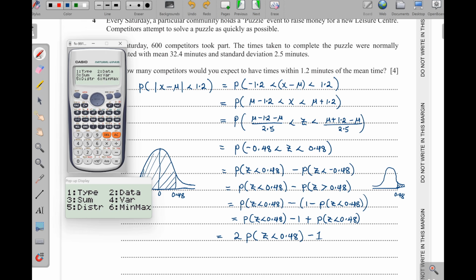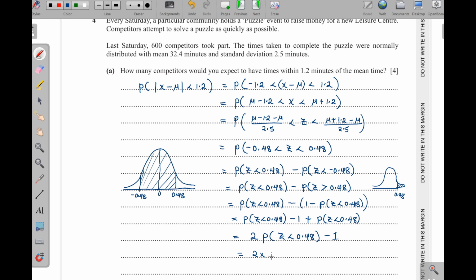You choose option 5, which is for normal distribution. So I choose 5. P, the one you're seeing there, is for less than. R is for greater than. Then Q is from the middle, 0 to a Z value. But I want less than, so I'll choose P, which is option 1. Then I put that 0.48. That is 0.68439.